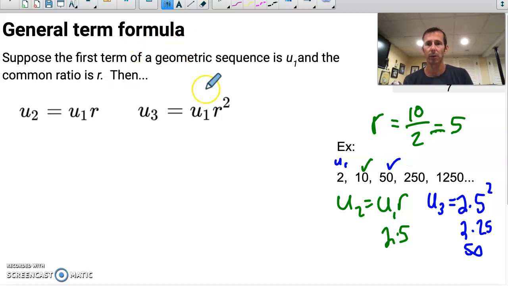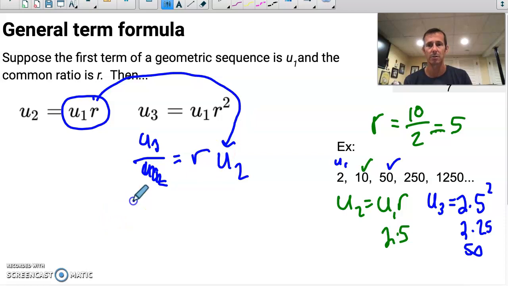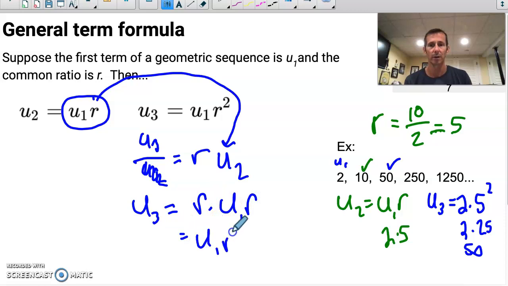And the reason that works again is u3 divided by u2 has to equal r, correct? Any consecutive terms have to be the common ratio. So if I multiply this u2 over here, that's great, but I already have a value for u2. It's u1 times r, so I can substitute that in place of this u2. So my u3 would equal the r times u1r, and r times r is r squared, and that's how we get to this formula for u3.